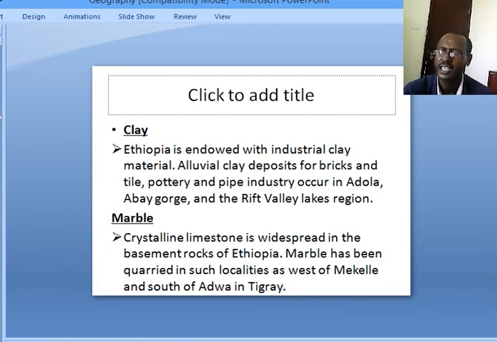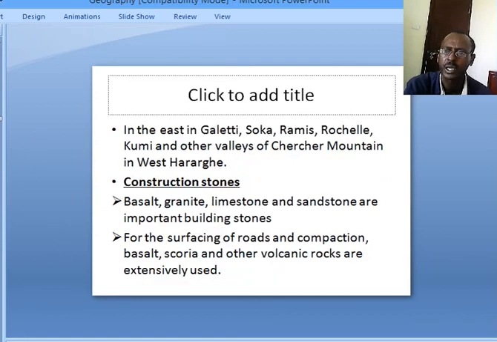Marble, crystalline limestone, is widespread in the basement rocks of Ethiopia. Marble has been quarried in localities west of Mekelle and south of Adwa in Tigray. So marble is highly found in the northern part of Ethiopia, where there are huge deposits, especially in the basement rocks. In the east, in Galati, Soka, Ramis, Rochelle, Kumi, and other bodies of the Chercher Mountains in western Hararge, it is also found.